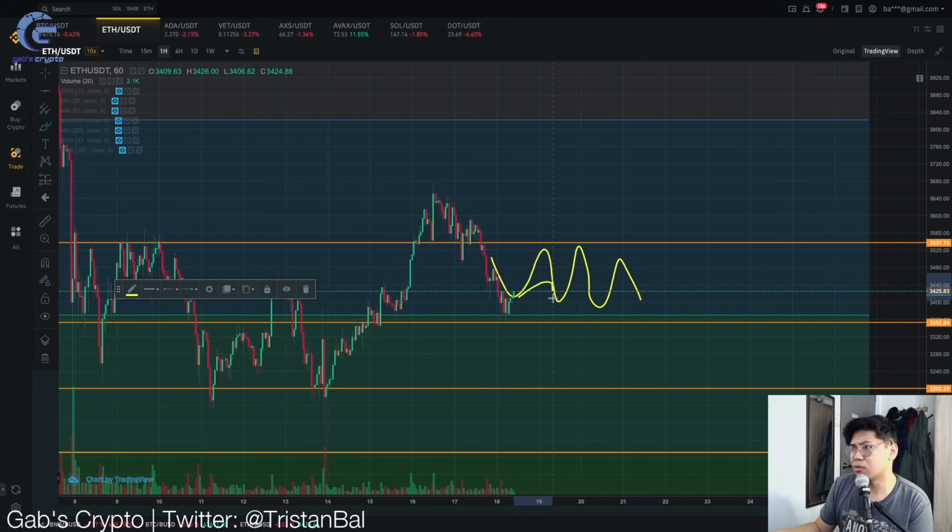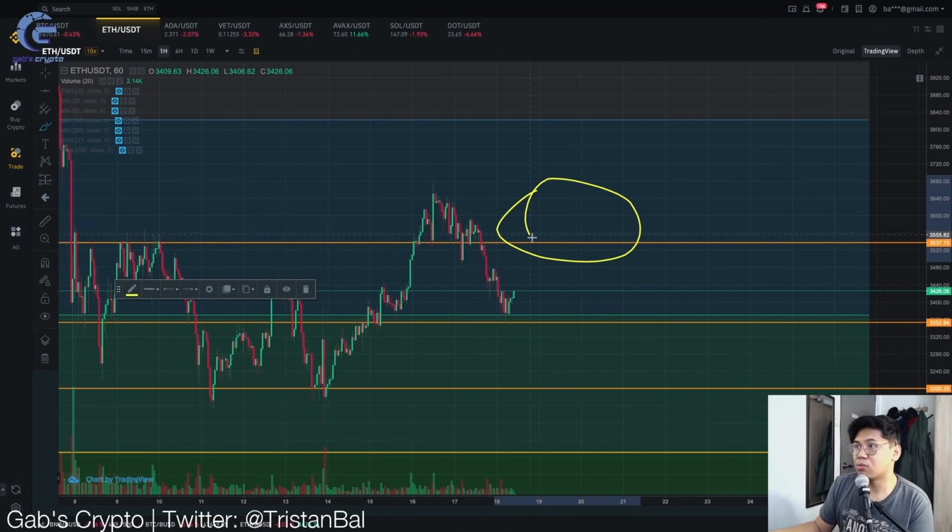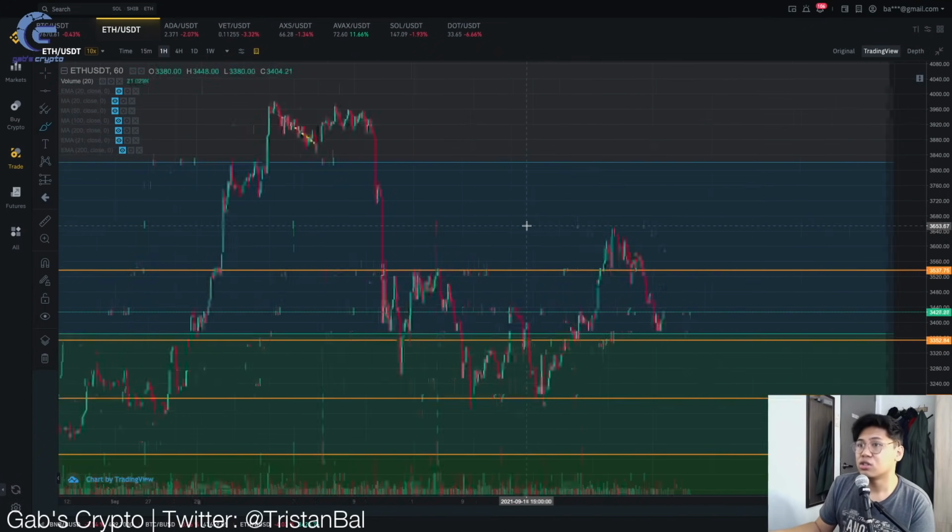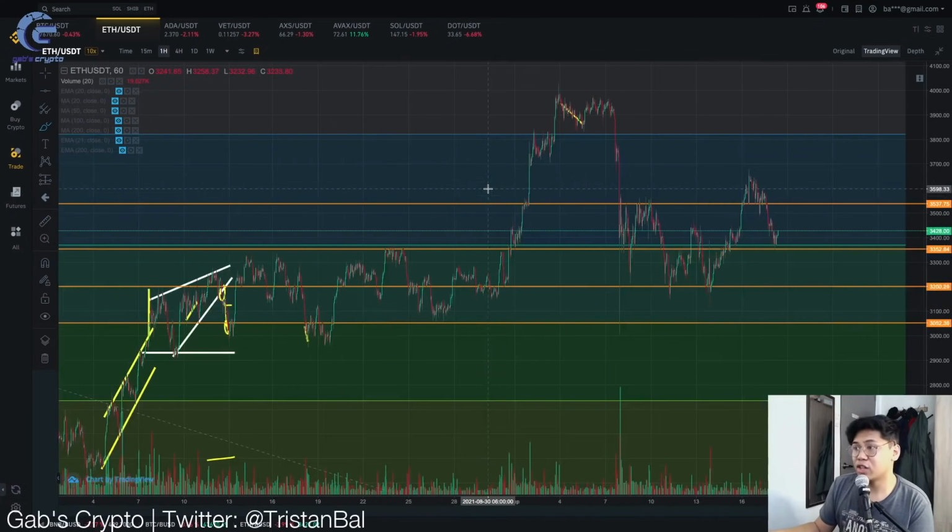Pero let's say, nag-drop siya ulit dito. Then, this could be a good buying opportunity ulit around the 3,350 or 3,370 area. But yeah, yun yung ating titingnan dito. Pero if ma-break ni Ethereum tong area na yan with volume, then yeah, I think this is a good buying opportunity na ulit for Ethereum. So, yun yung ating magiging buying opportunity right now for Ethereum sa spot.